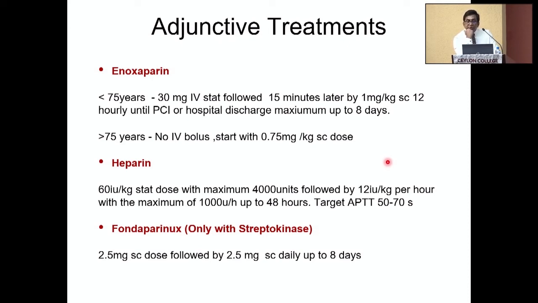And enoxaparin, again, if you go with TNK, all the patients should be given enoxaparin, 30 milligrams IV stat followed by 1 milligram per kg, maybe up to the hospital stay, or as soon as you do the PCI, you can stop giving enoxaparin. In the elderly patient, you don't give the bolus; only give 0.75 milligram per kg for as long as the patient needs it. Heparin or fondaparinux also can be given in patients who are managed with thrombolysis, not with PCI patients.